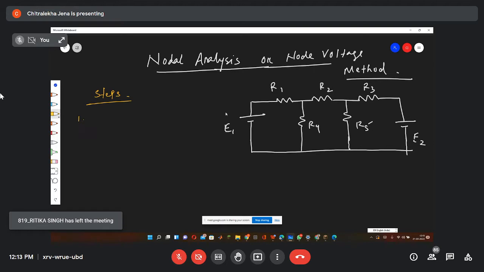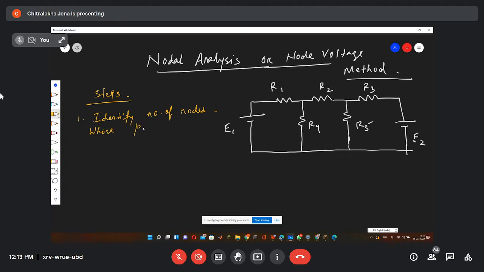Now coming to the different steps, listen first to the steps. While solving the problem using nodal analysis, all the steps should be present. First step is to identify the number of nodes. You identify the nodes whose potential is not known to you.